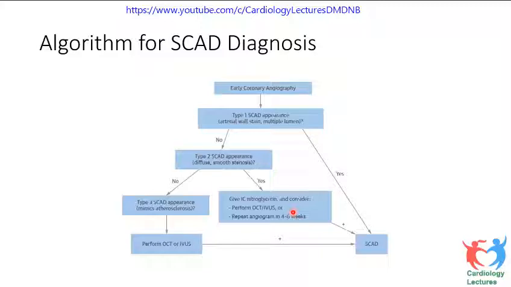And type 3 is very tricky. It mimics atherosclerosis. Many times we would have stented it, but probably it may not be atherosclerotic. It might be a SCAD patient. Unless you do imaging, it is very difficult.